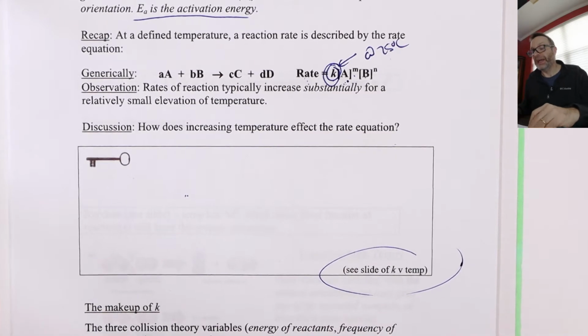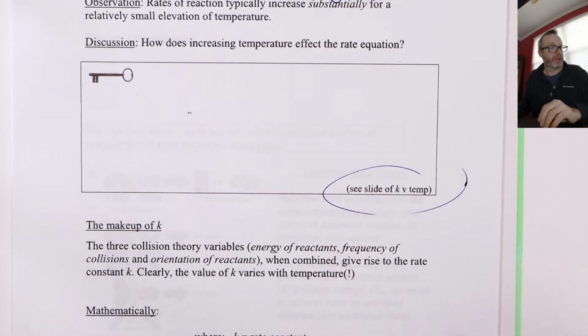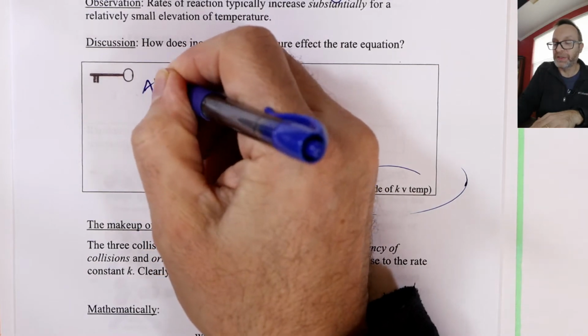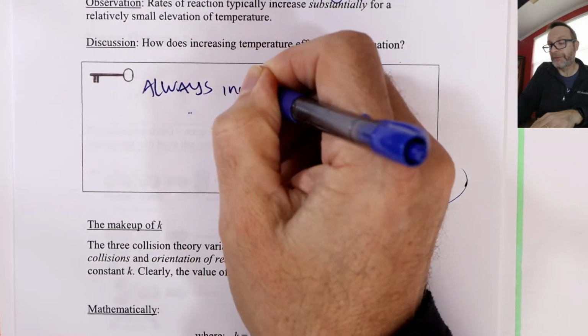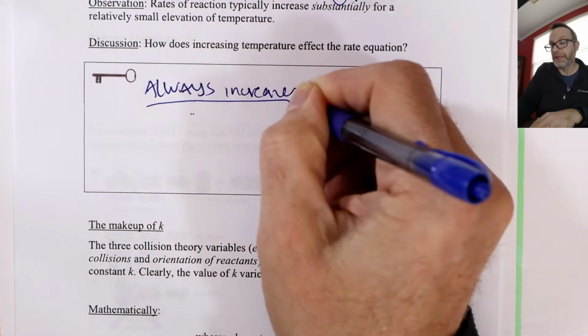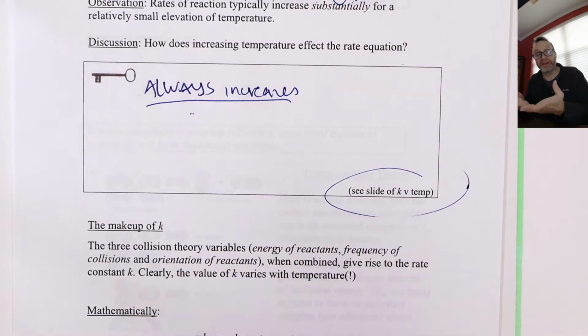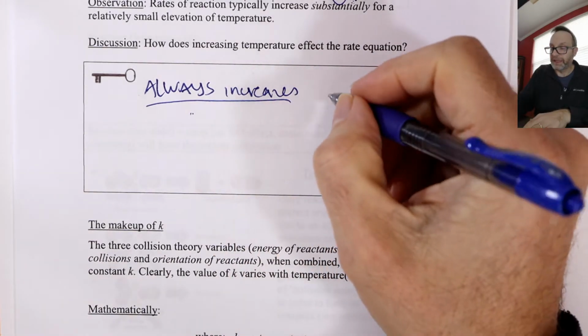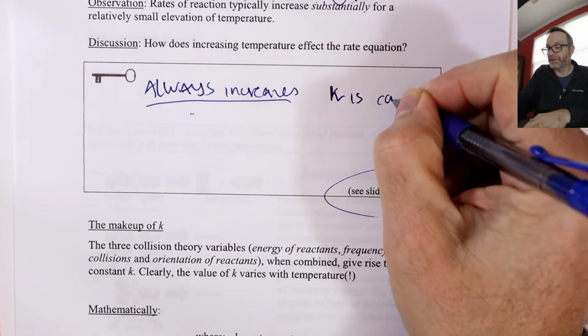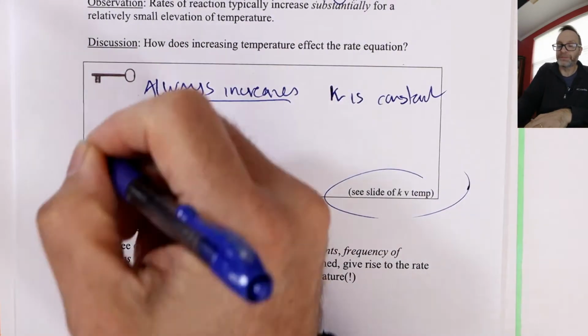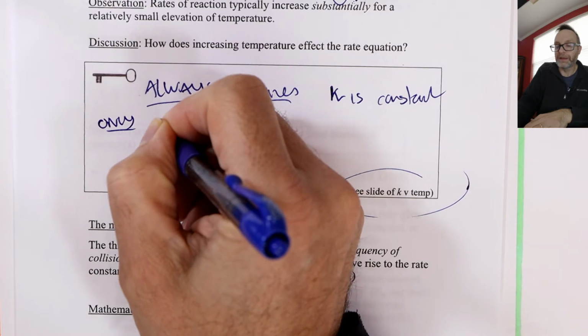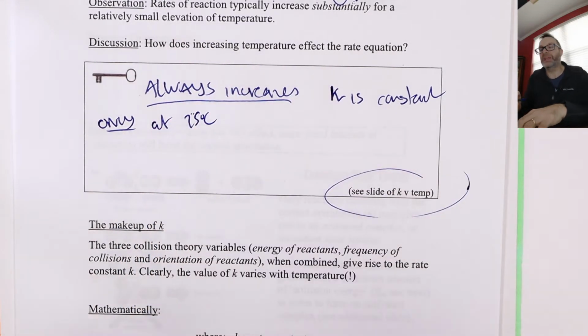Okay, all right, so how does increasing the temperature affect reaction rate? Well, always increases. Okay, because it affects 2 of the 3 variables as we've seen, okay? So more molecules with activation energy or higher, more collisions per second, okay? And we'll just write a few facts here. K is constant only at 25 degrees C. So standard temperature at which K is stated is 25 degrees C.